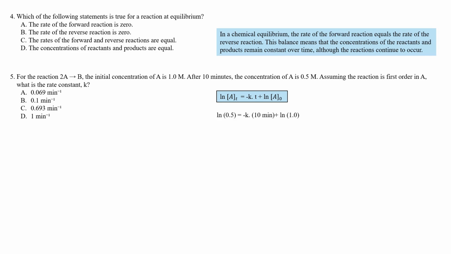So if you apply the values, A concentration after 10 minutes is 0.5, minus K rate constant times t, time taken 10 minutes, plus ln of the initial concentration 1.0. Then after you solve this, you can see the K value, the rate constant, is 0.0693.